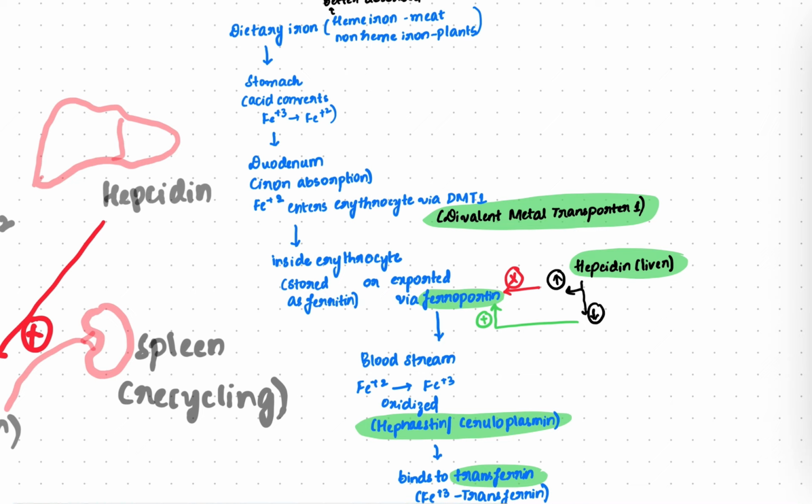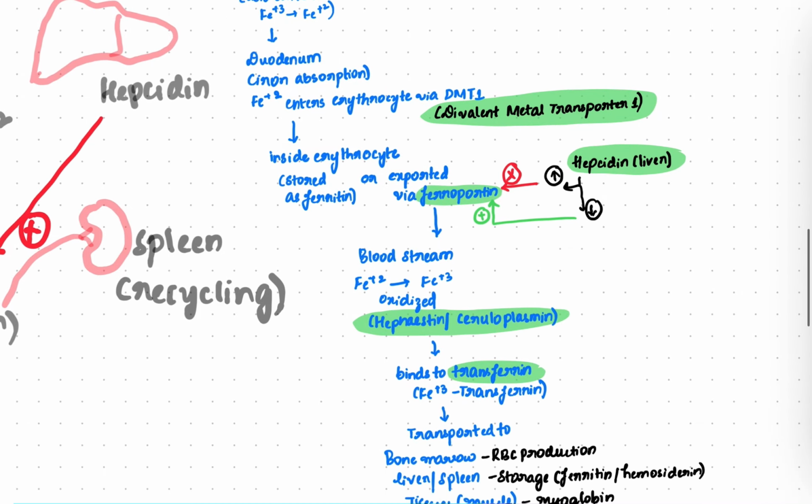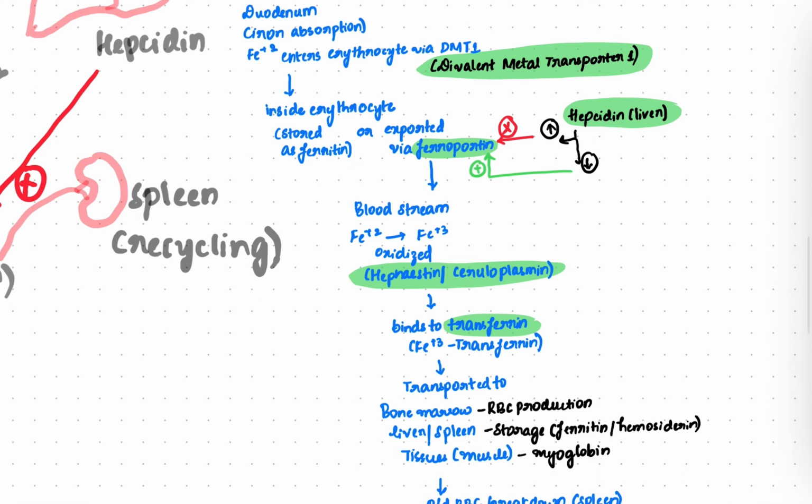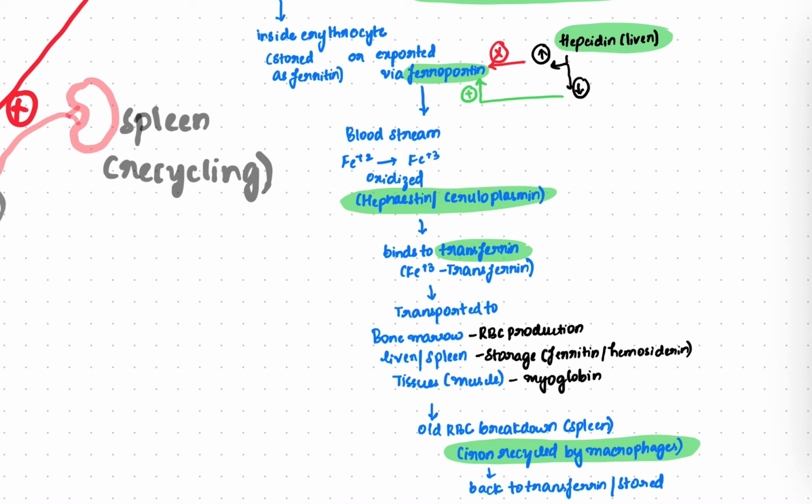After entering the bloodstream, the ferrous form is converted again into the ferric form. So it is oxidized by enzymes called hephaestin or ceruloplasmin, because this ferric form will again be bound to the transferrin for transporting to all the other organs. So it will bind to the transferrin and be transported to the bone marrow for red blood cell production, liver or spleen for storage like ferritin or hemosiderin, and tissues like muscles for the production of myoglobin.